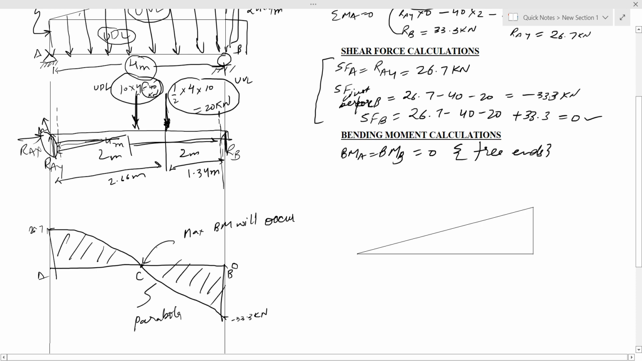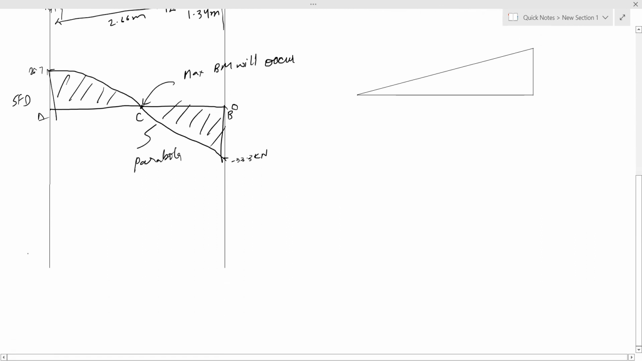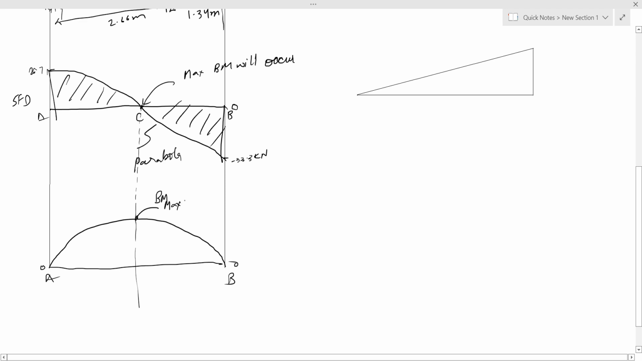Now we will draw the bending moment diagram. This is the shear force diagram SFD, and now we will draw the bending moment diagram. For the bending moment diagram, we will draw a straight line. We'll mark point A and we'll mark point B. This is 0 and this is 0. We'll draw a third degree parabola here, joining point A and B, and we will drop this point here. At this point, maximum bending moment will occur, and we have to find this value.